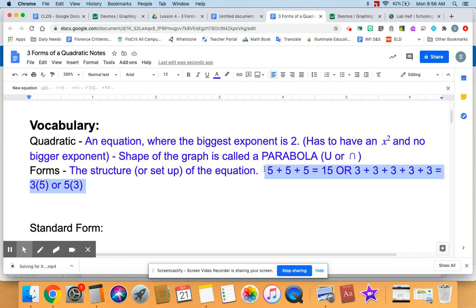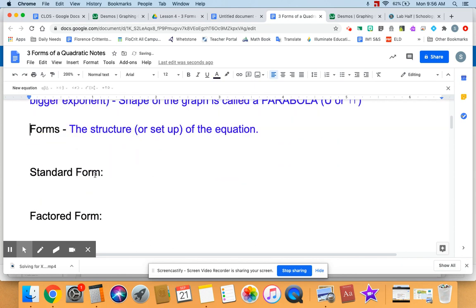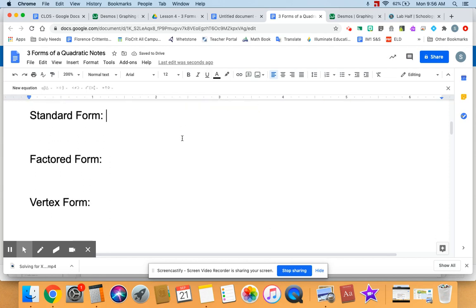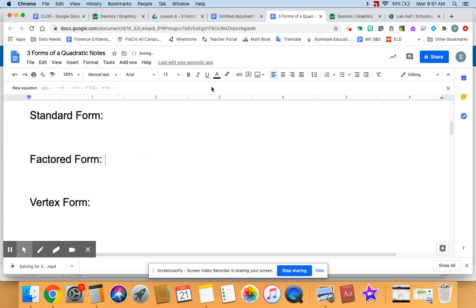So with quadratics, we have 3 main forms that we use all the time. One of them is called standard form. The other one's called factored form, and the next one's called vertex form. We have to learn these really well. We're going to use the forms a lot. So let's talk about all of the different forms and what they look like.